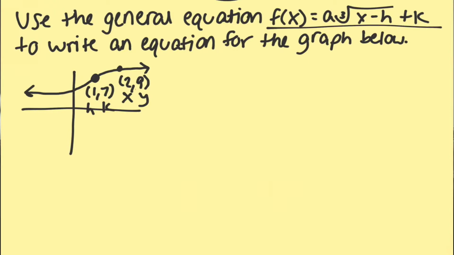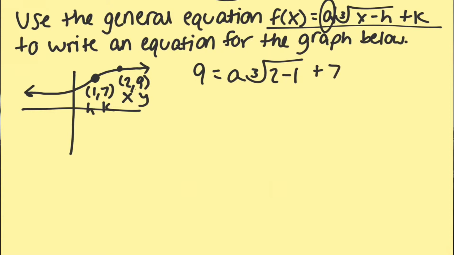So now we can go back to this equation. We have all of that information except this a. So we can plug everything in and we can solve for a. f(x) is the same as y, which is 9. So 9 equals a, we don't know, times the cube root of (x - h). x is 2, h is 1. And then plus k on the outside, so plus 7.